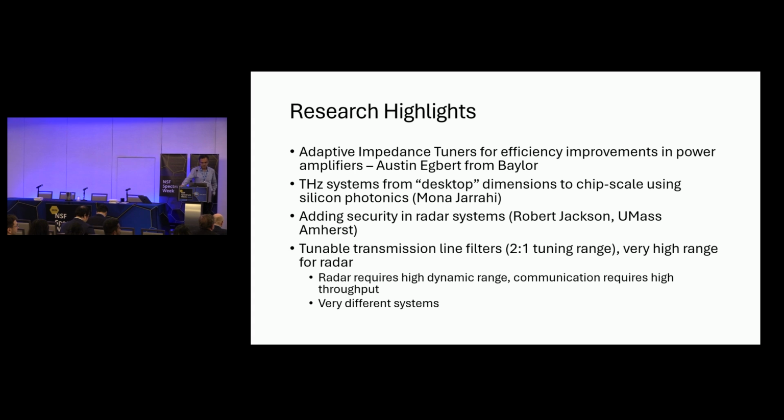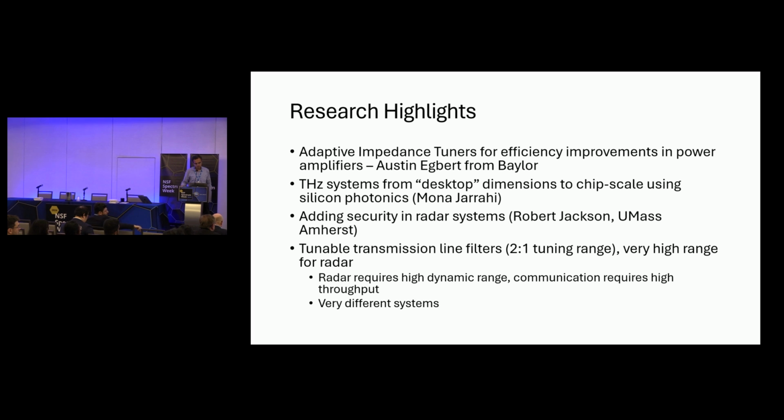We heard from Austin Egbert from Baylor University on adaptive impedance tuners to improve power amplifier efficiency. So actively being able to tune the impedances to different frequencies so that you can improve efficiency and not have to design a broadband system. We heard from Mona Jarahi about taking a terahertz system that takes up a desktop today and bringing it into a chip scale. So extreme size reduction with integration.